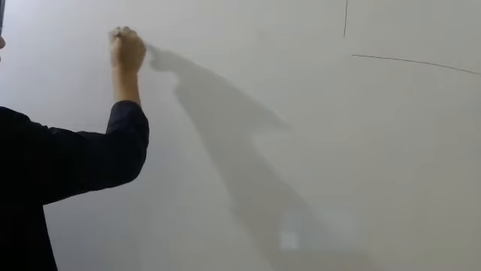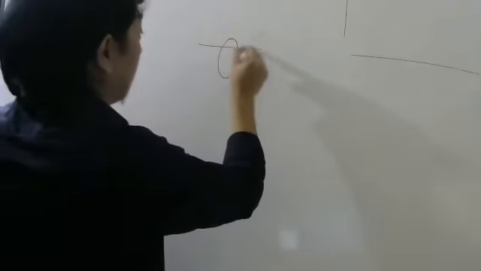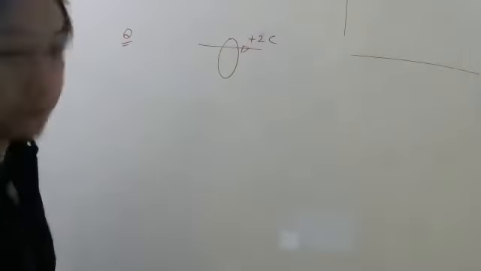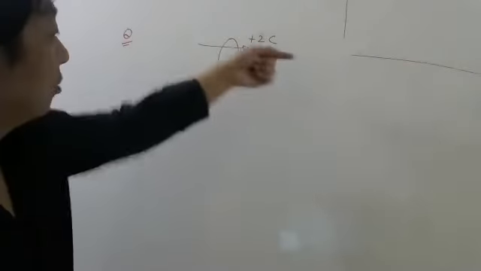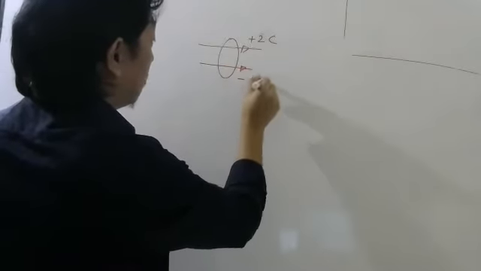Now, listen carefully. One interesting question I will give. Through some area, let's say plus 2 coulomb is going like this, and minus 1 coulomb is going like this.